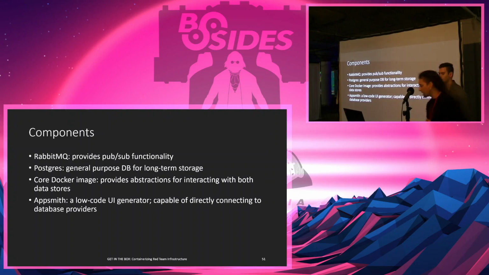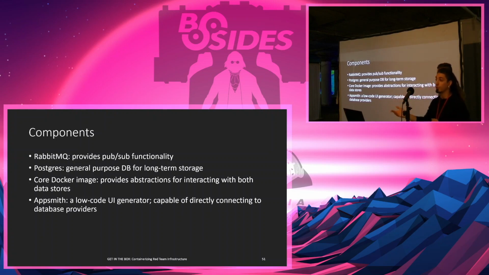The third piece is a core Docker image, is what I'm calling it. RabbitMQ is great, Postgres is great. There are a lot of complexities involved with working with them. And again, I don't want to make people who want to help with this learn all those complexities. I want to abstract this away as much as possible.